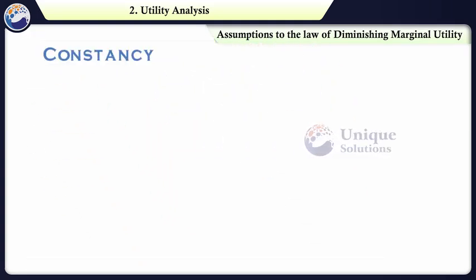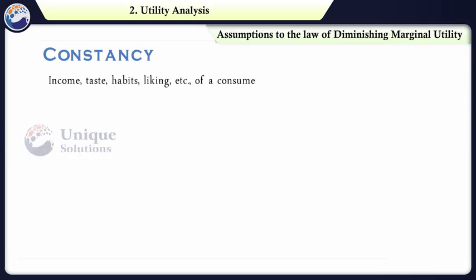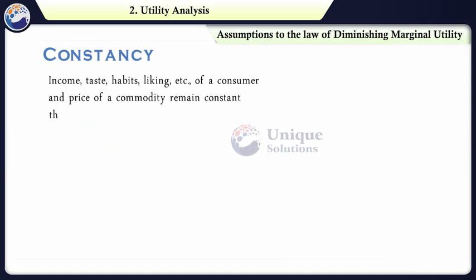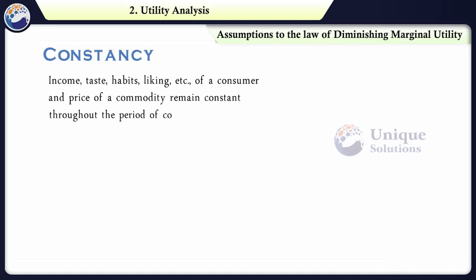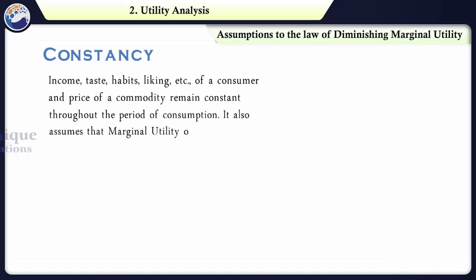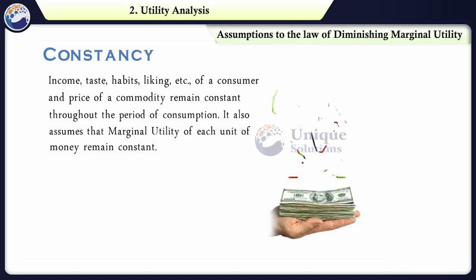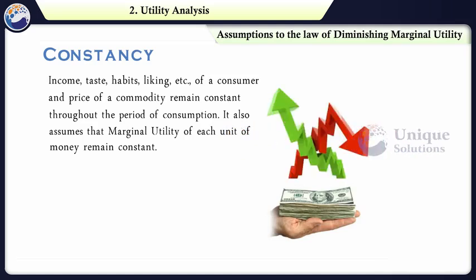Constancy. Income, taste, habits, liking, etc. of a consumer and price of a commodity remain constant throughout the period of consumption. It also assumes that marginal utility of each unit of money remains constant. An increase or decrease in price may change the consumption. Hence, it is assumed to be consistent.